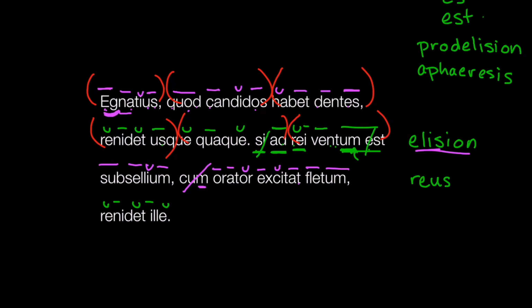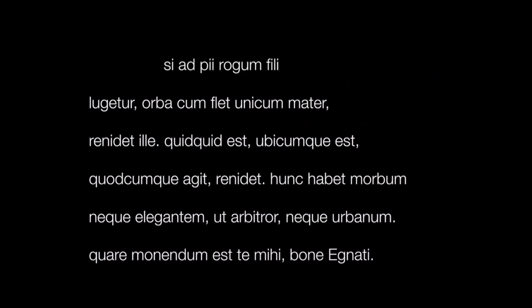Okay? So there you go. 3 and a third lines of Choliambics or scazons. And you can go on and try to scan a little more of the poem. Remember, we already used the renidet ille.